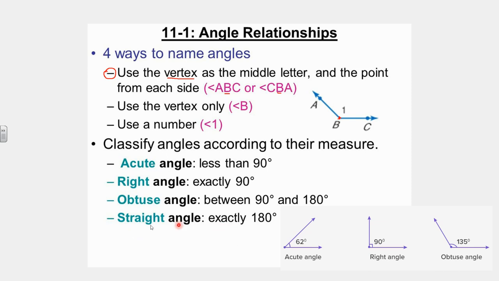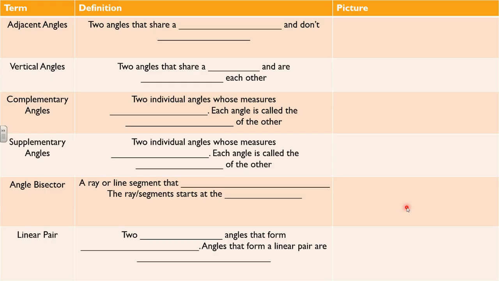You also have the straight angle, okay? And that's exactly what it means. It's simply a straight angle, from start to finish, it is 180 degrees, okay? Now, of course, as you know, a full circle is 360 degrees, so this is essentially half the angle of a circle, okay?